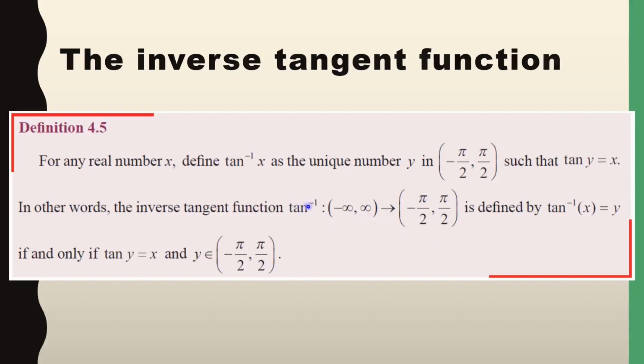Here tan inverse is the name of the function. This minus infinity comma infinity is the domain, and this minus pi by 2 comma pi by 2 is the codomain. That is, the range must be in this. It is defined by tan inverse of x equal to y. That is, tan inverse of x equal to y means this x must lie between minus infinity to infinity, and this y value must lie in the open interval minus pi by 2 comma pi by 2. That is given here.